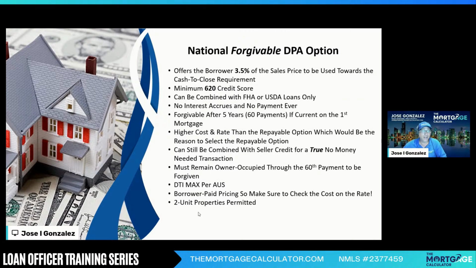And like I mentioned already, 2-unit properties are eligible. That's pretty exciting for our house hackers out there, right? Ultimate house hack, get DPA, no money down at all out of your pocket, and get a duplex. That's a sweet deal, house hackers.